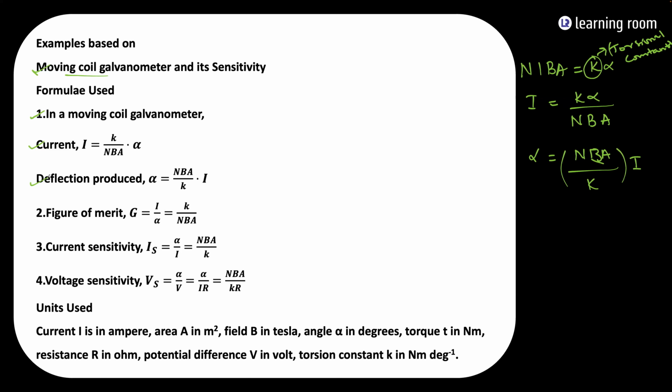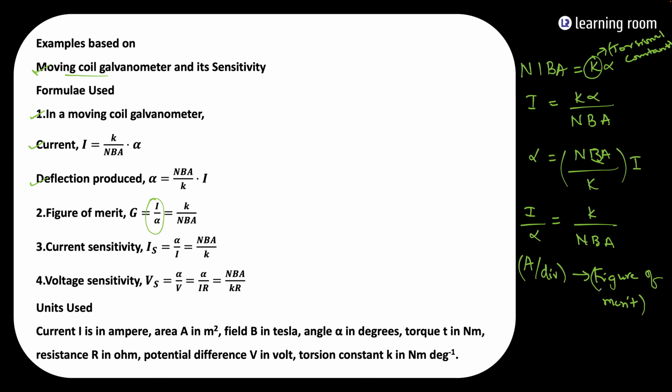By rearranging these equations, if you write I divided by alpha, then I by alpha is equal to K divided by NBA, where this is measured in terms of ampere per division. And this physical quantity is called the figure of merit.